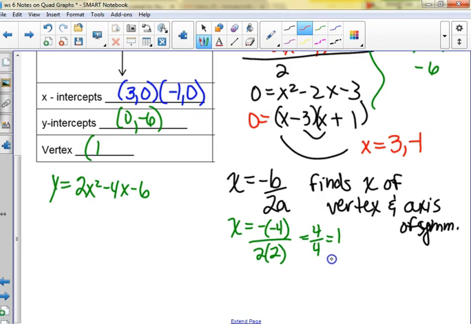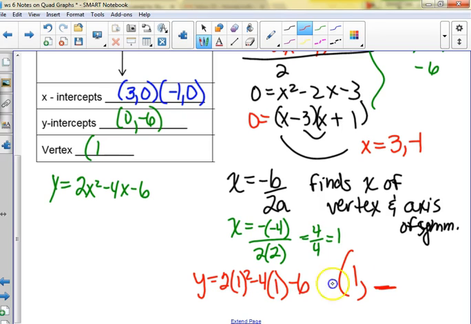Sorry. If the x value is 1, to find the y value, we just have to plug the 1 back in. So we'd get y equals 2 times 1 squared minus 4 times 1 minus 6. This is 2 minus 4 is negative 2, minus 6, negative 8. Did anybody else get that? Anybody put the 1 in and get negative 8? Or did I do something wrong? Yes? Okay.